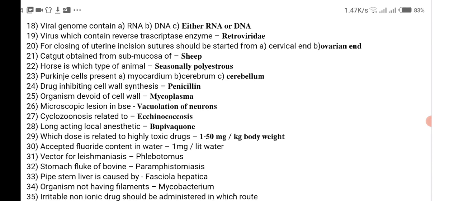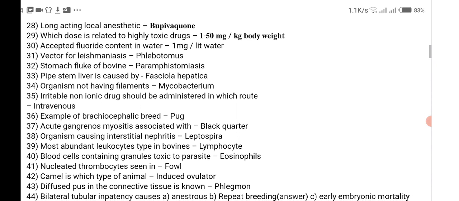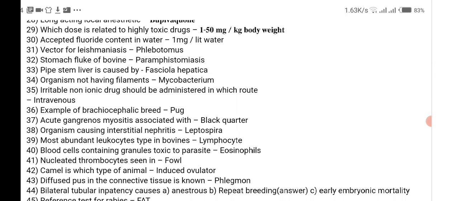Organism not having filaments is mycobacterium. Irritant non-ionic drug should be administered by which route? Intravenous. Example of brachycephalic breed is pug. Acute gangrenous myositis is associated with black quarter, caused by Clostridium species, not sure.